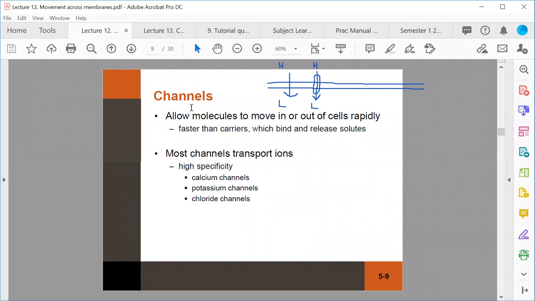All right, so let's talk about channels first. These allow molecules to move in or out of cells very rapidly. They're faster than the carriers because they simply have open and closed states, whereas the carriers have to bind, change shape, and then release solutes to the other side. So channels tend to transport ions, and they have very high specificity for specific ions. There are quite a few ion channels that have been characterised. We know of calcium channels, potassium channels, chloride channels, and quite a few others.